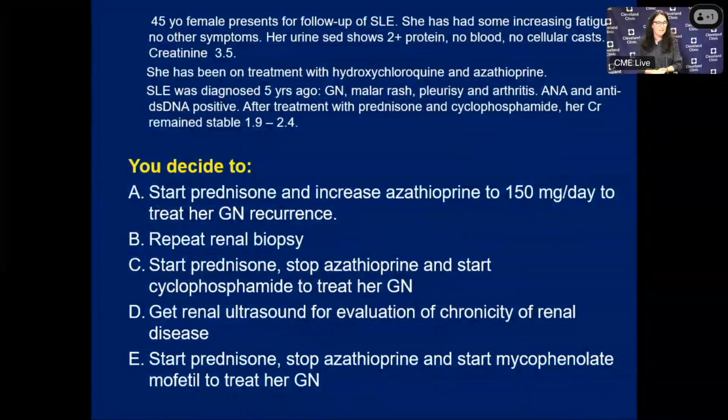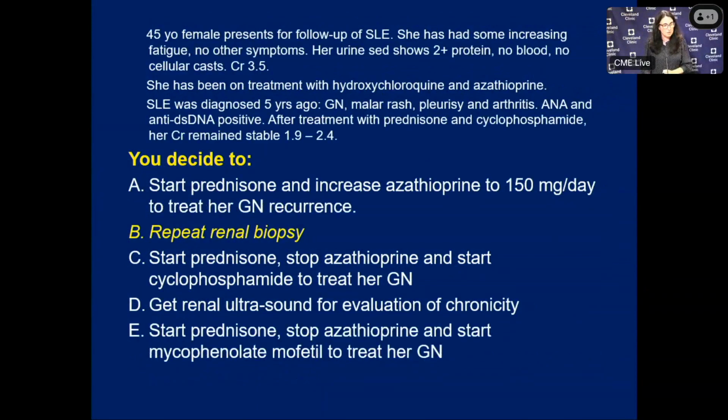Okay, I guess they're very important questions because all options have been chosen. The correct answer here is to repeat the renal biopsy, and I'll make a point and explain over the next few minutes why this is so important. It is an important question that comes up all the time about lupus: when do patients need another renal biopsy, if they ever do?